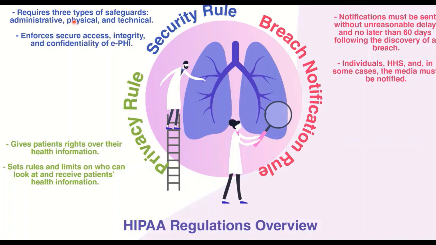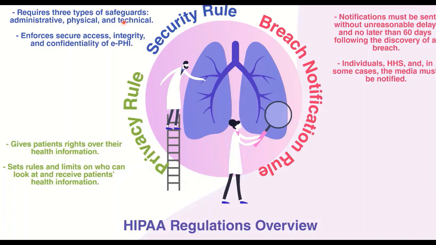Physical safeguards are about controlling physical access to protect data. It's about keeping unauthorized users away from systems and facilities, like securing rooms where sensitive information is stored and ensuring proper disposal of information.